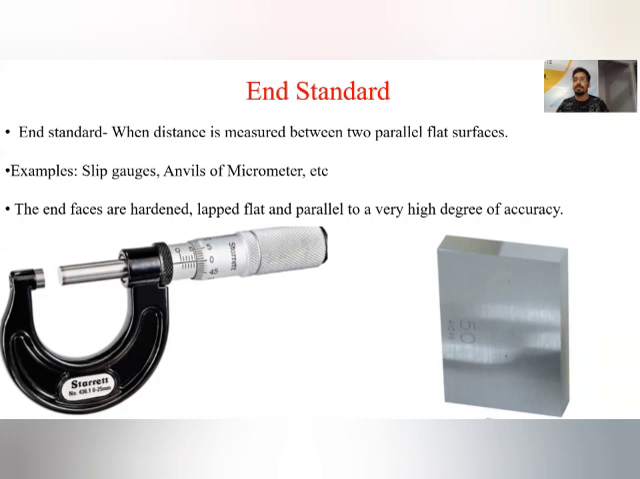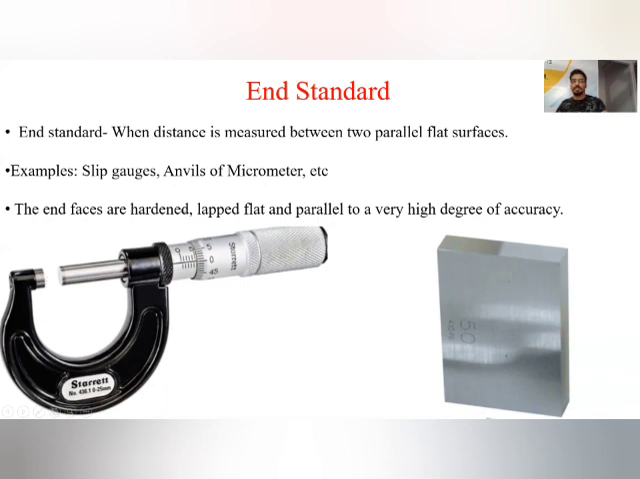For example, slip gauges and the anvils of a micrometer. So this is our micrometer, and these are the anvils of the micrometer. We will do the measurement between these two parallel faces. That's why it is called end standard, and this is an example of end standard.